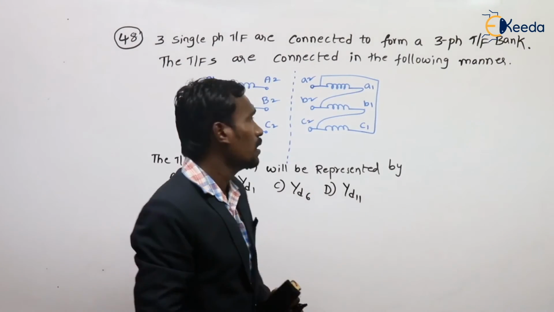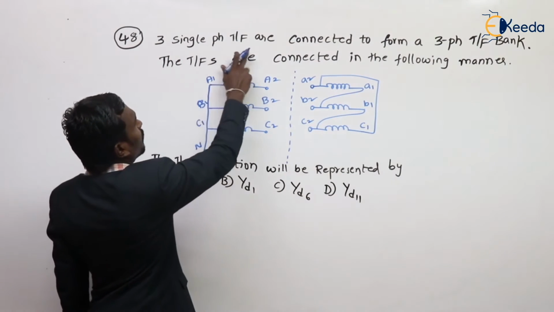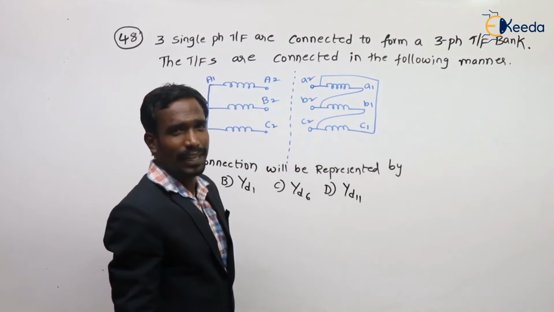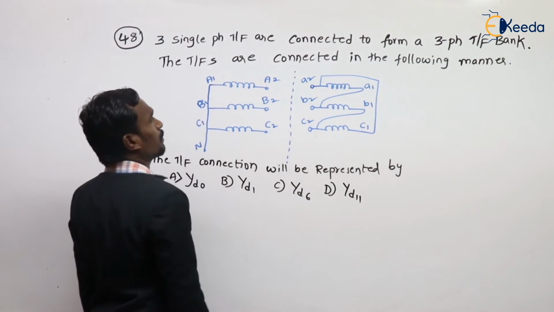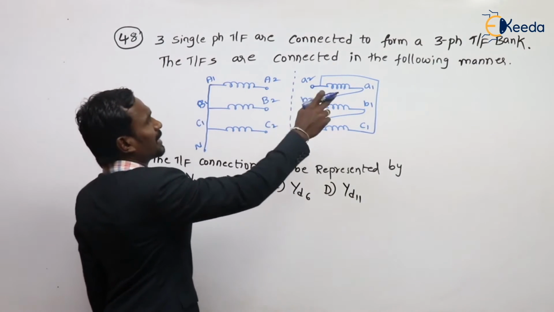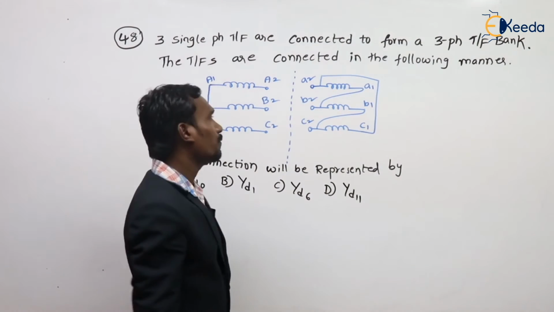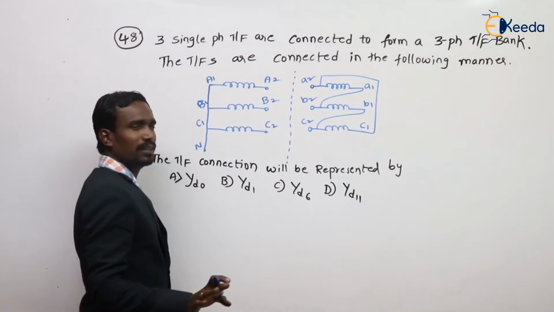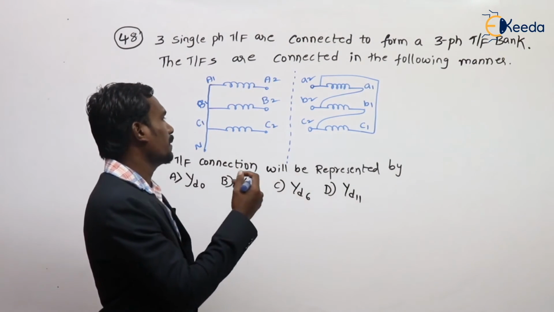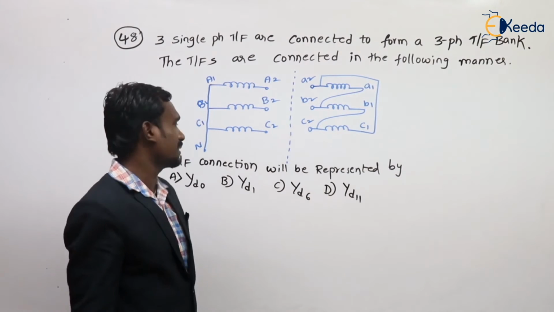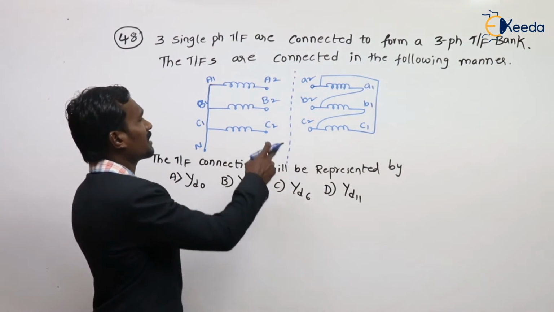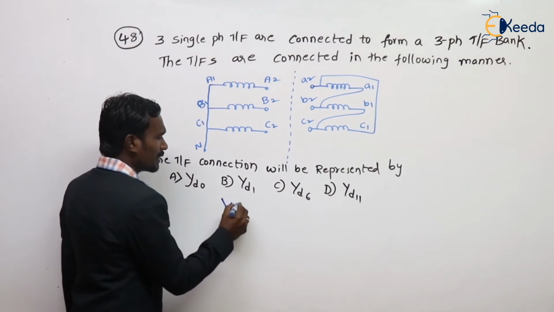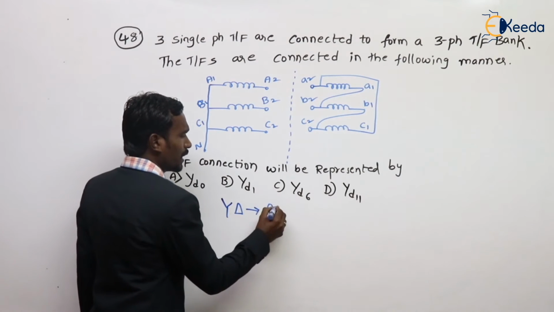So see here, three single phase transformers are connected to form a three-phase transformer bank. The transformers are connected in the following manner. The transformer connection will be represented by... let's see. Actually, this is a star delta connection.